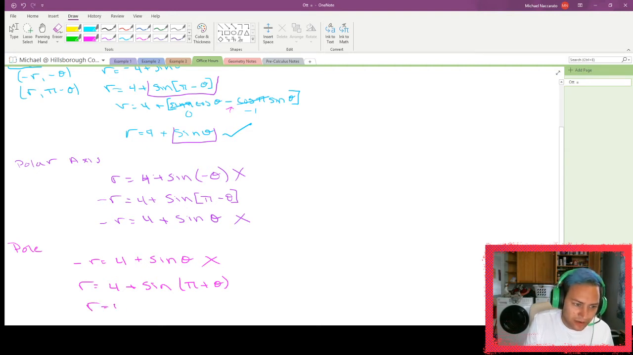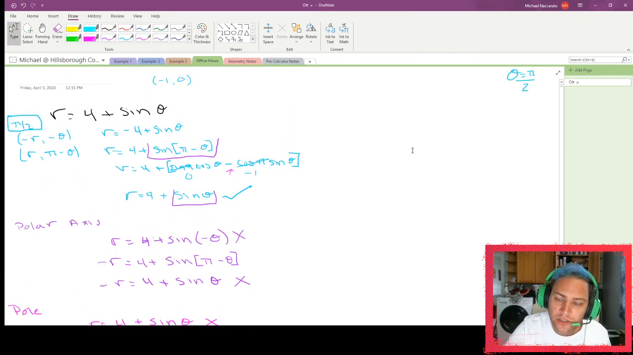You could just work that out if you want to, but I'm just going to use some shortcuts there to simplify this a little bit so you can see that it doesn't take as long as it might if you work every single step out. So 4 minus sine of theta, that's no good. So definitely not over the pole either. So the only symmetry that we have to worry about is theta equals pi over 2.